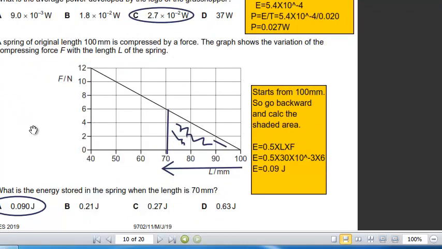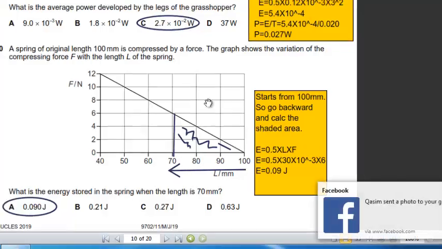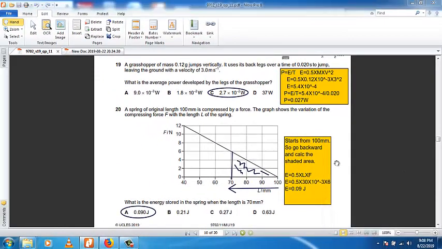Question number 20 says that a spring of original length 100 mm is compressed by a force. The graph shows the variation of the compressing force with the length L of the spring. So you have to know that it's the compressing force. The spring is being compressed. So it was originally 100 mm, and it was compressed. It's like just like this, a backward graph. What is the energy stored in the spring when the length is 70 mm?